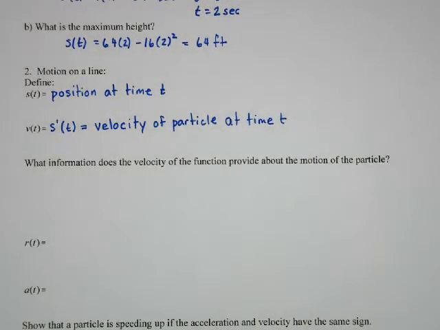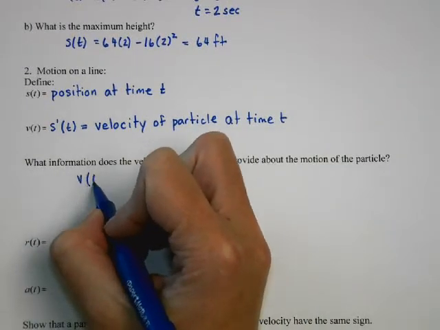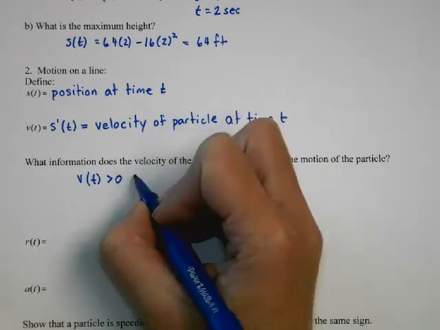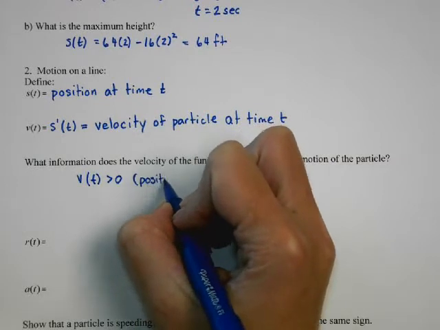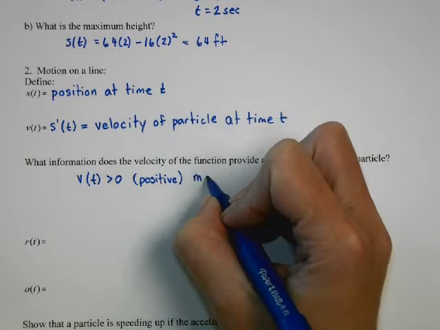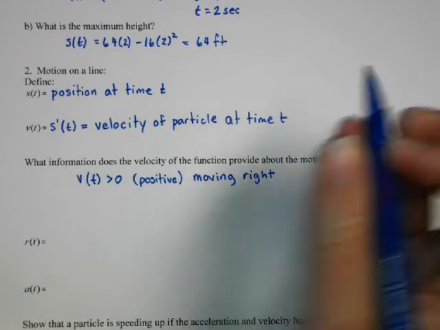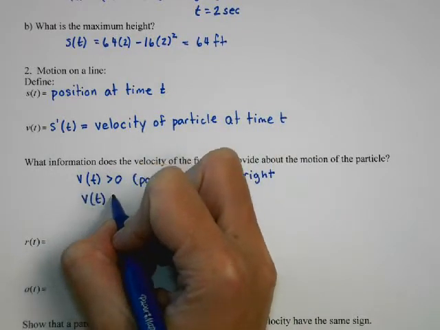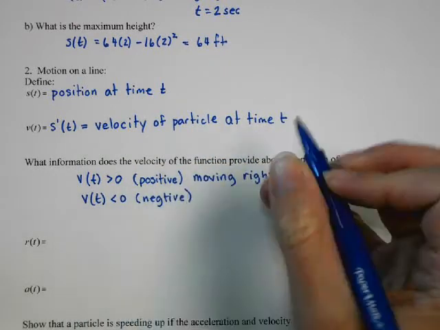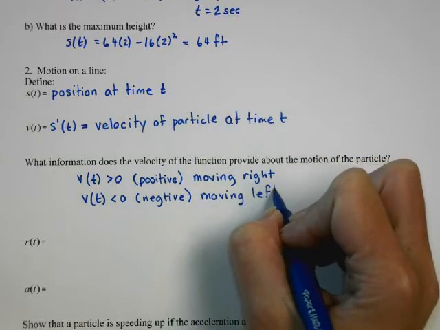So what information does the velocity provide about the motion? If the velocity is greater than 0, meaning the velocity is positive, then we consider that the particle is moving to the right. If the velocity is less than 0, meaning negative, then our particle is moving to the left.